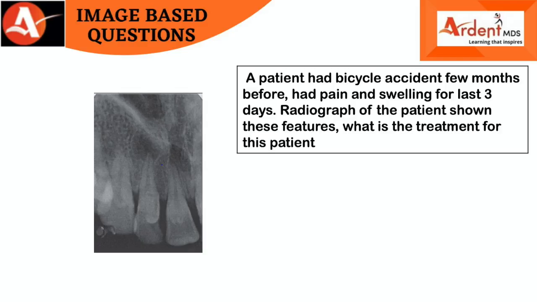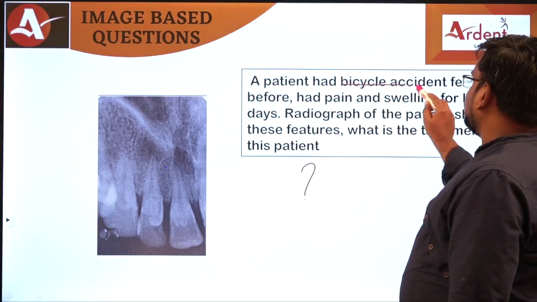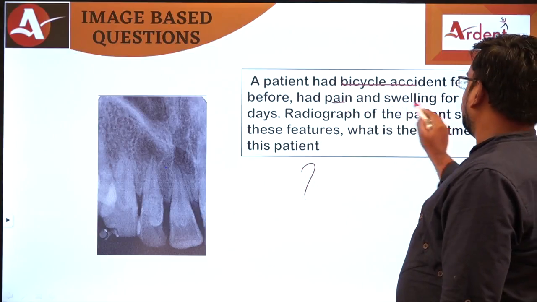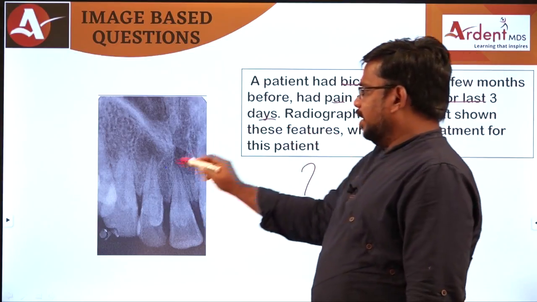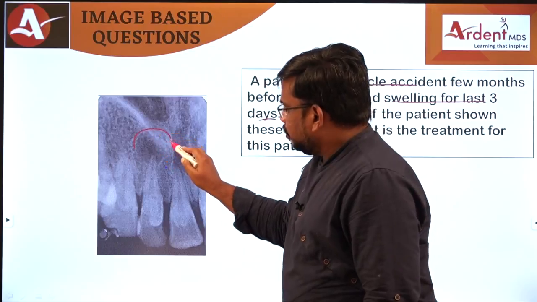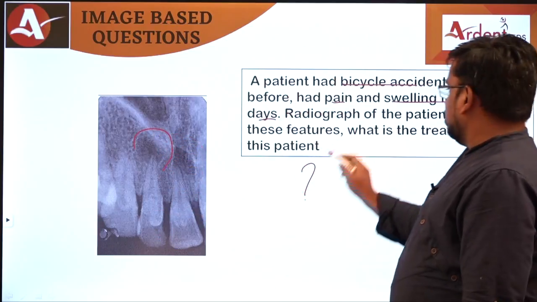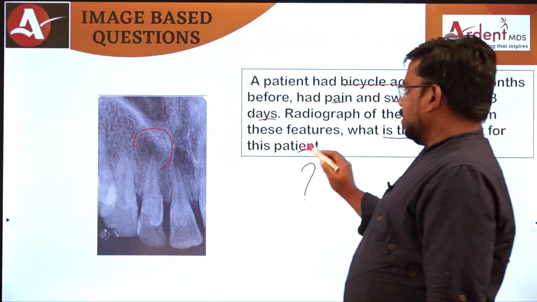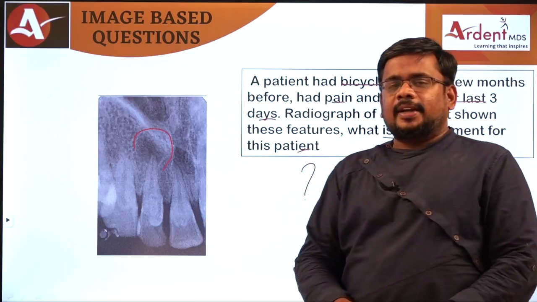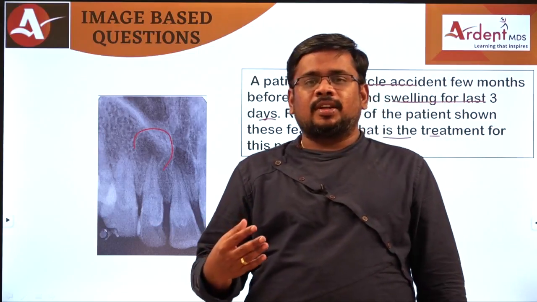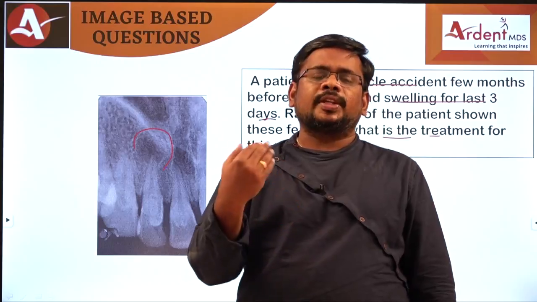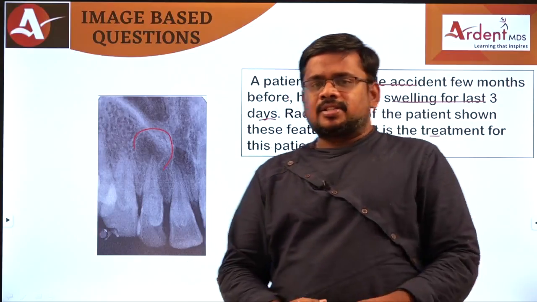There is one more image-based question, but we are not able to recall the options for this. There is a picture given like this. A patient who had a bicycle accident a few months before had pain and swelling for the last 3 days. If you see that, you can see some radiolucency. So what is the treatment for this patient? Because the radiolucency occurred, and the patient is feeling pain and swelling, probably the tooth went to the non-vital stage.